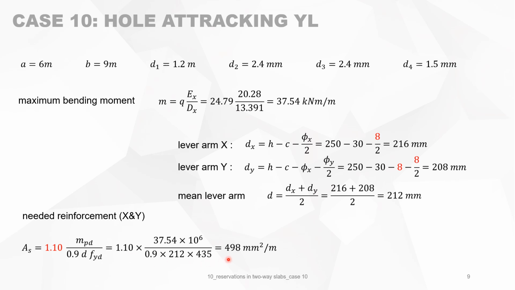So the reinforcement is something like 500 square millimeters per meter, and that gives you a diameter 8, 10 per meter. You can also put a diameter 10, but this looks very nice. So this slab must have reinforcement of diameter 8 every 100 millimeters, in X and Y direction, top and bottom.